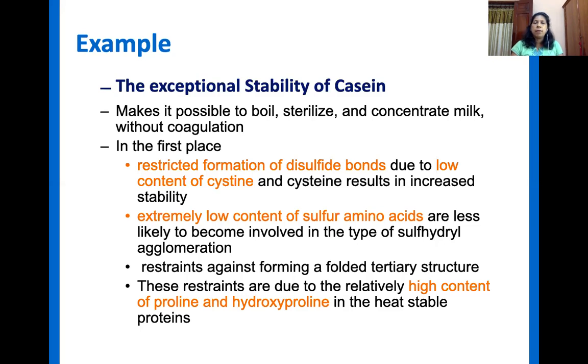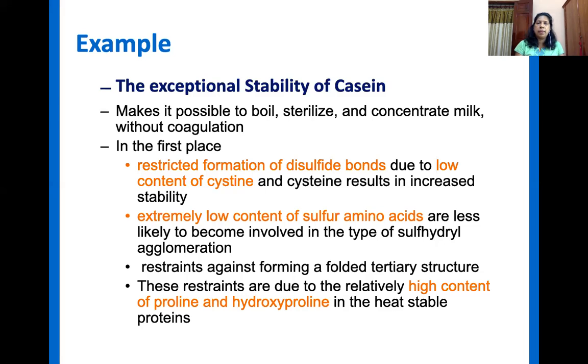Because you know that once the hydrogen bonds are broken down, they can be formed again. But in the case of sulfide bonds, once broken down, it is very difficult; you can't get it back. So that is why the other things having a lot of sulfide bonds, like the albumin or the meat protein and fish protein, once you boil it, you can't get it back.